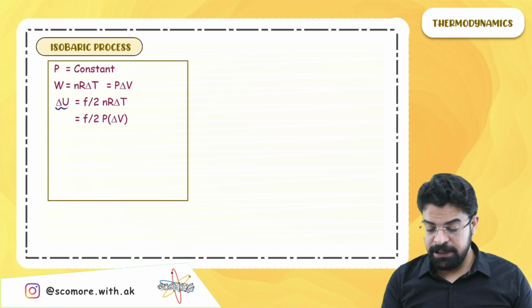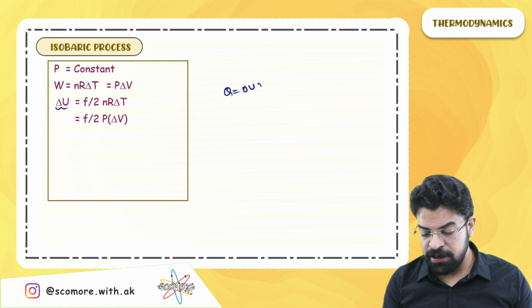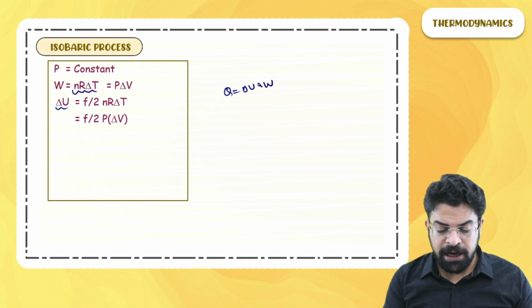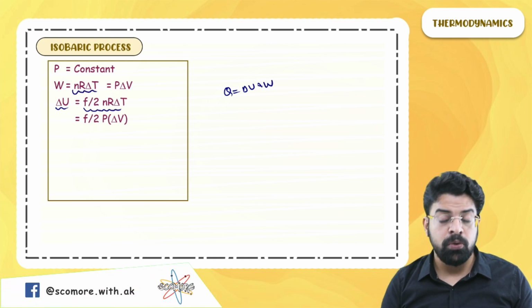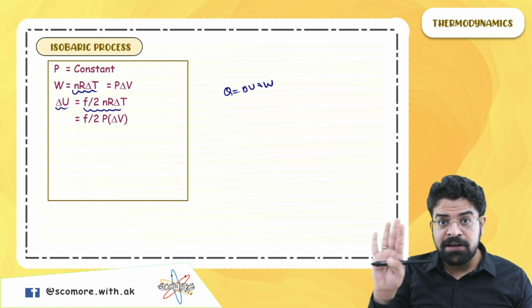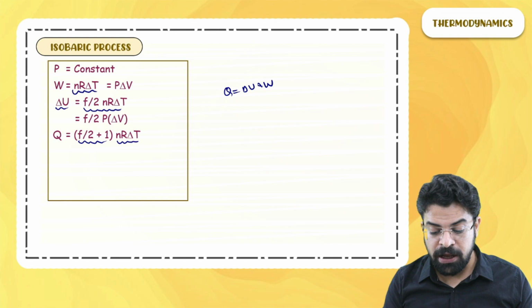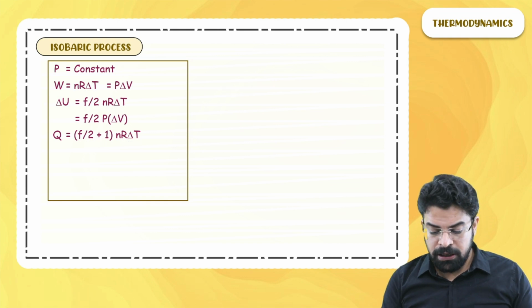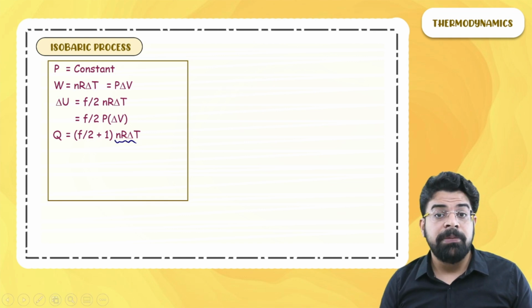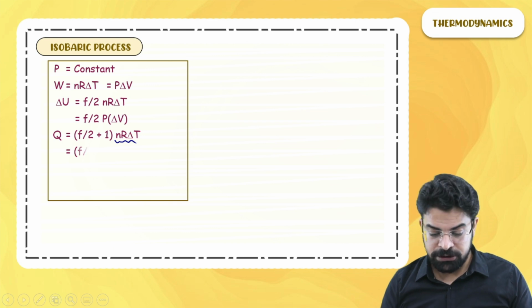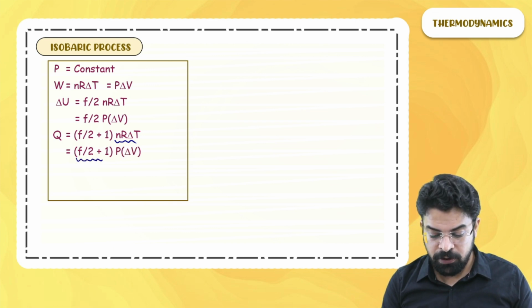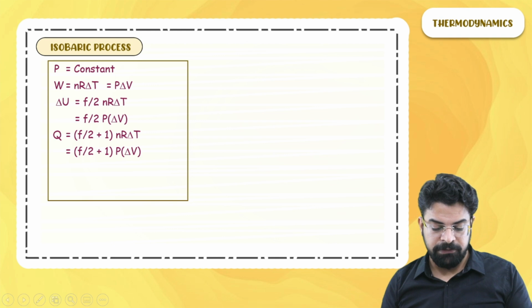How to write the heat given? Heat given equals change in internal energy plus work done. So if you add nR delta T with f by 2 nR delta T and then take nR delta T common, you can write heat given as f by 2 plus 1 into nR delta T. Or in place of nR delta T, you can write P delta V for an isobaric process. So you will write f by 2 plus 1 into P delta V.